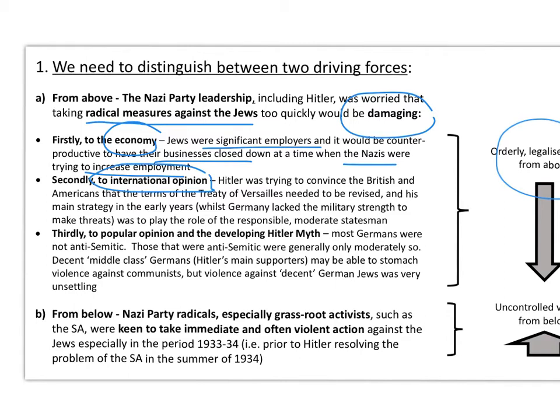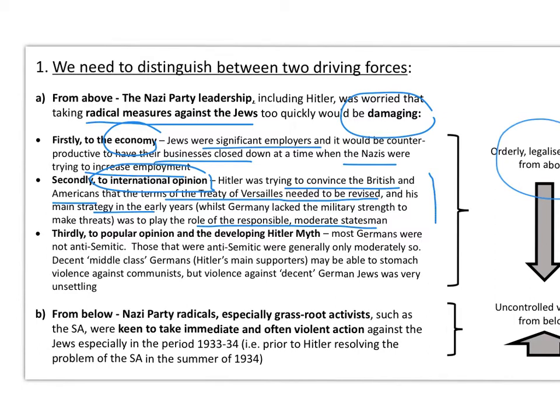Secondly, international opinion. Remember, Hitler is trying to convince the British and the Americans that the terms of the Treaty of Versailles need to be revised. The main strategy is to play the role of a responsible, moderate statesman who is just simply pushing firmly for justice and a revision of Versailles. He doesn't want any thoughts that he is intending to go to war eventually. And so if his policies against the Jews are too radical, it would be damaging to those goals.